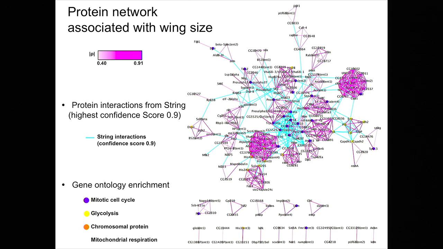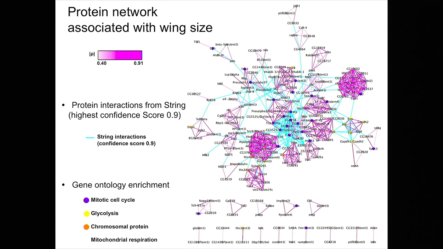So we basically now go from enormous genotypic variability, we have a highly selected phenotype, and we ask, how is this genotypic variability constrained, and which functions are affected in the cell, that determine ultimately whether the wing is larger or smaller. So we find a number of such processes that are highly enriched in the proteins that show the interesting pattern. This is mitosis, cell cycle, glycolysis, chromosomal proteins, histones, and mitochondrial respiration.